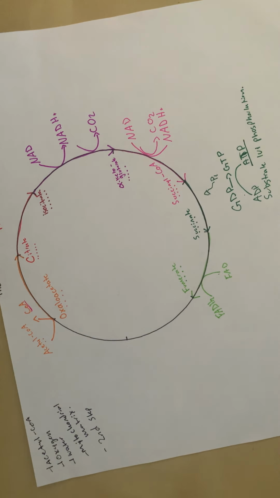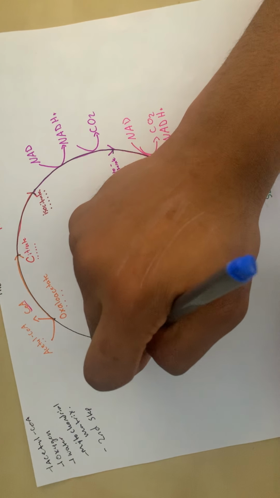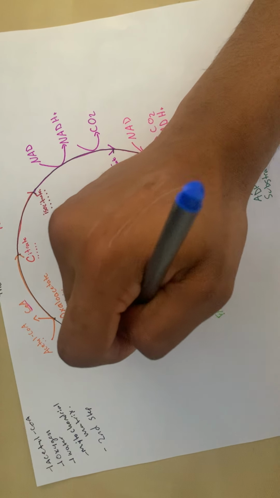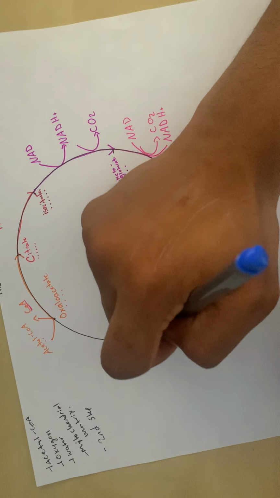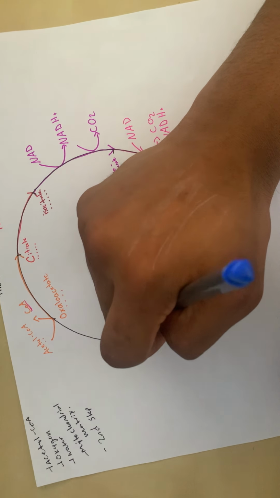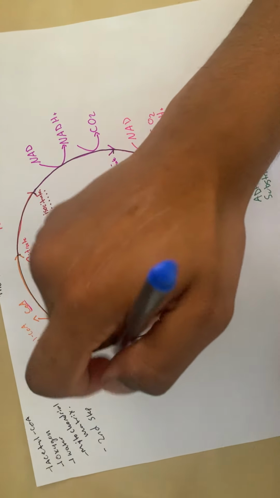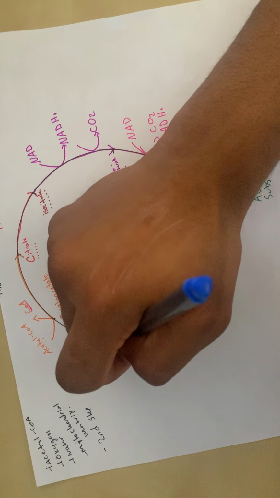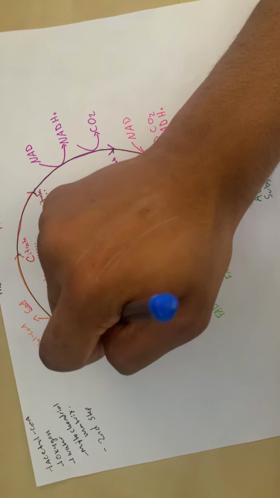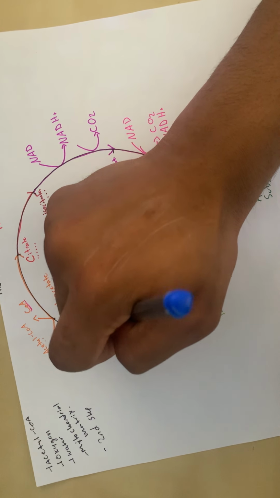This step is a pretty straightforward step. Fumarate is going to interact with water. So plus water to turn into malate. 1, 2, 3, 4.